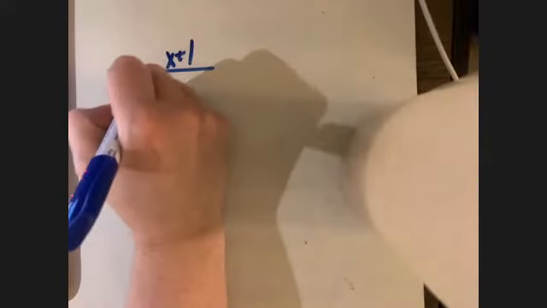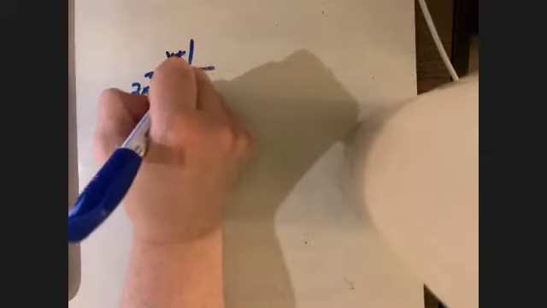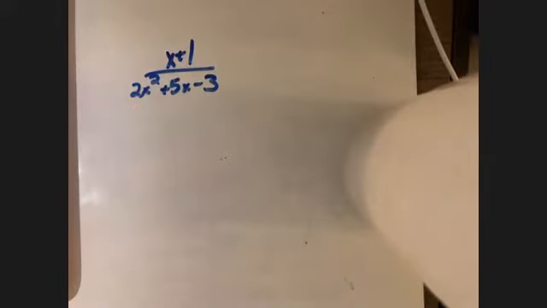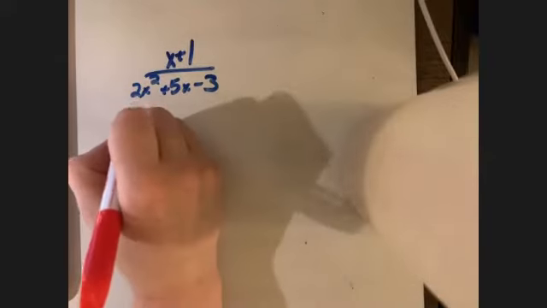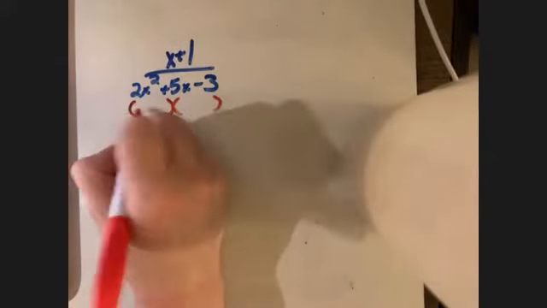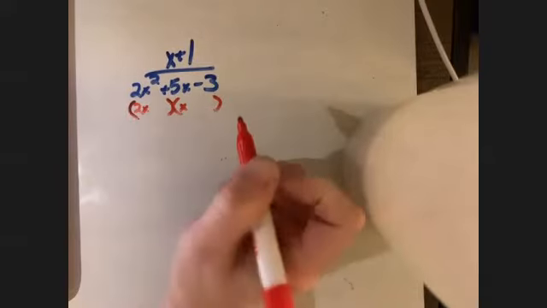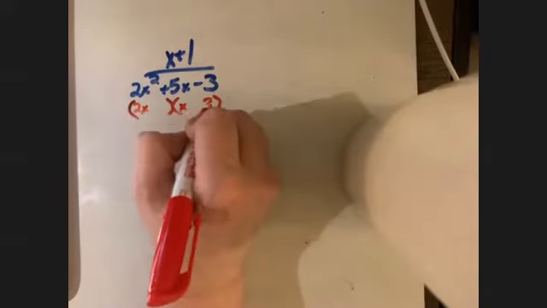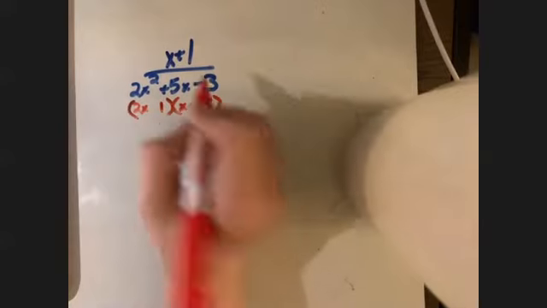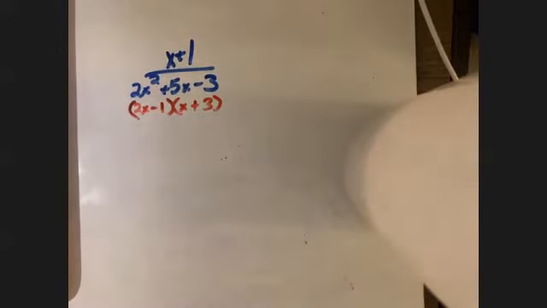Okay. So we're going to look at (x plus 1) over (2x squared plus 5x minus 3). Now, guys, first thing that we're going to do is factor the bottom of this. So it's going to be a 2x and an x. Let's see, we need a 3 and a 1. More positive, less negative.